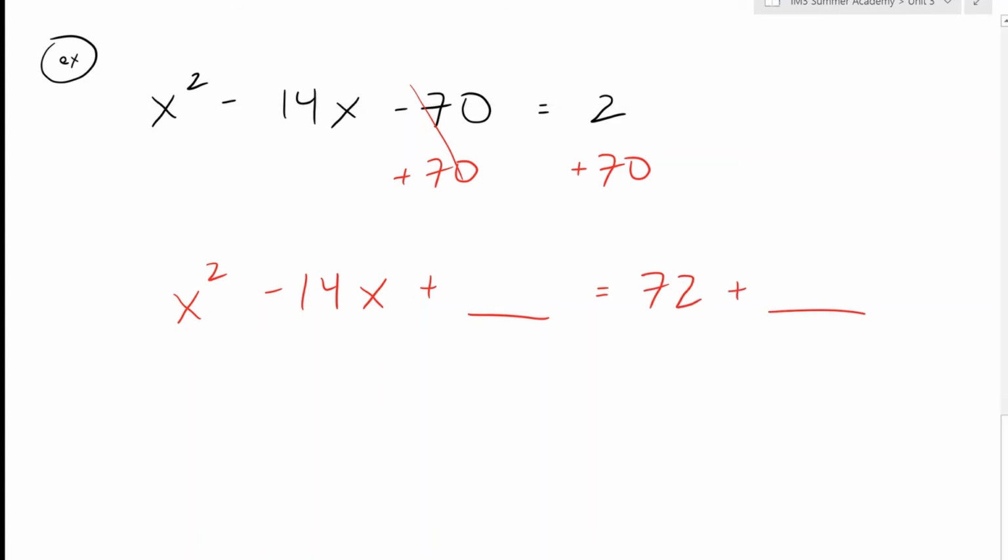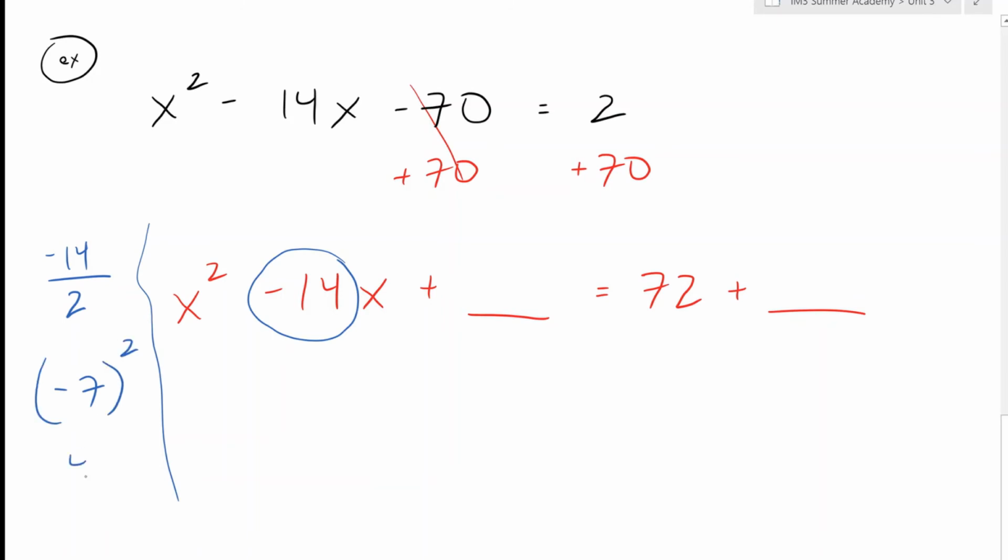And let's do the math. Now remember, it says take b, pull that off to the side and work with it. So negative 14, always divided by 2. That's a negative 7. Whatever that number is, you square it. That's a 49. And that's the number that goes back into these blanks. We clean up the right-hand side. 72 and 49 make 121.